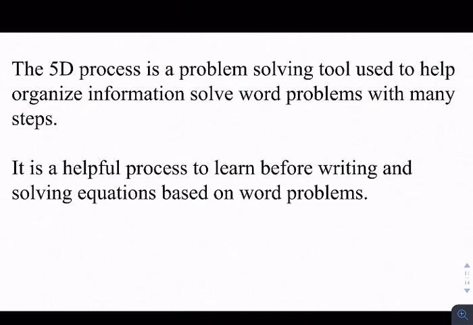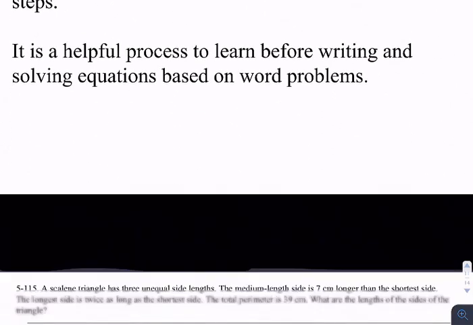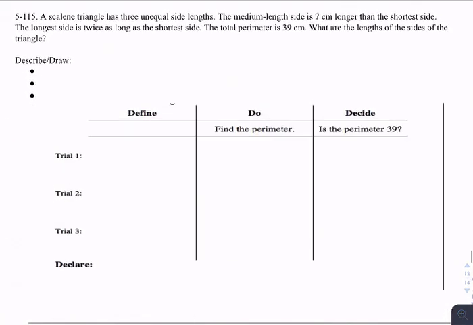But before we get there, we need kind of a system to get us started thinking algebraically when we look at these word problems. So my example is: a scalene triangle has 3 unequal side lengths. The medium side length is 7 centimeters longer than the shortest side length. The longest side is twice as long as the shortest side. The total perimeter is 39 centimeters. What are the lengths of the sides of the triangle?